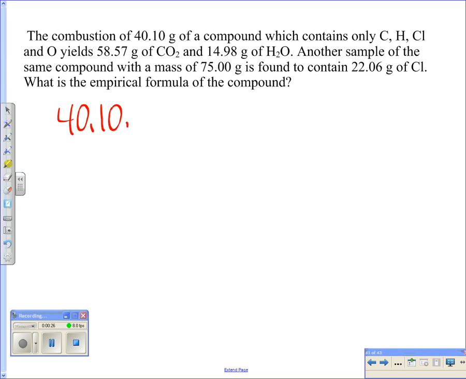So we're going to start off with 40.10 grams of one sample of the compound. And I know that in that compound there is carbon, hydrogen, chlorine, and oxygen. So my goal is to determine the grams for each. And so we're going to start off by looking at what they give me.